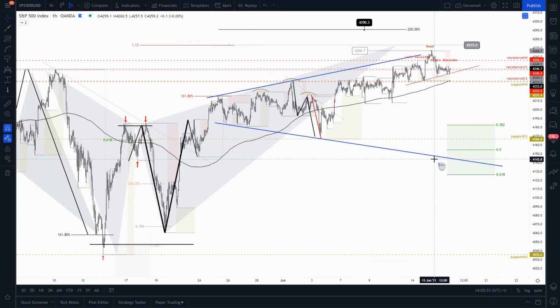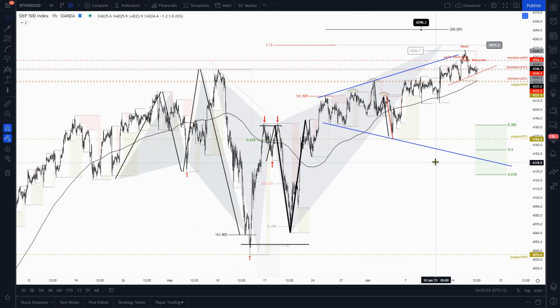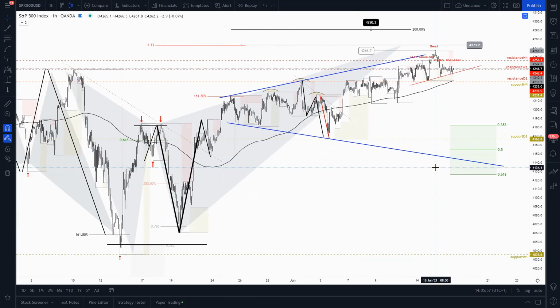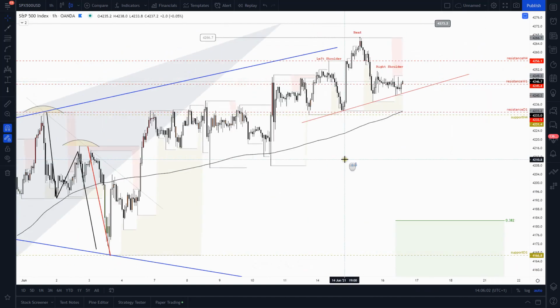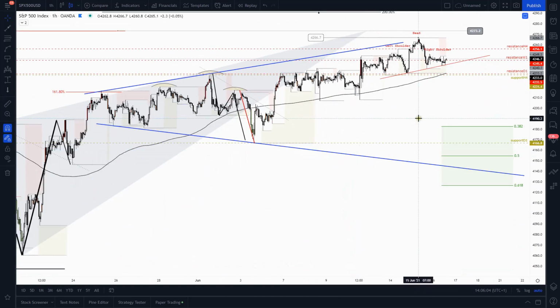For today I want to share with you some of the patterns that I think the market may produce for us. First of all, let's start with SPX 500, which is now bouncing from this eventual support level.